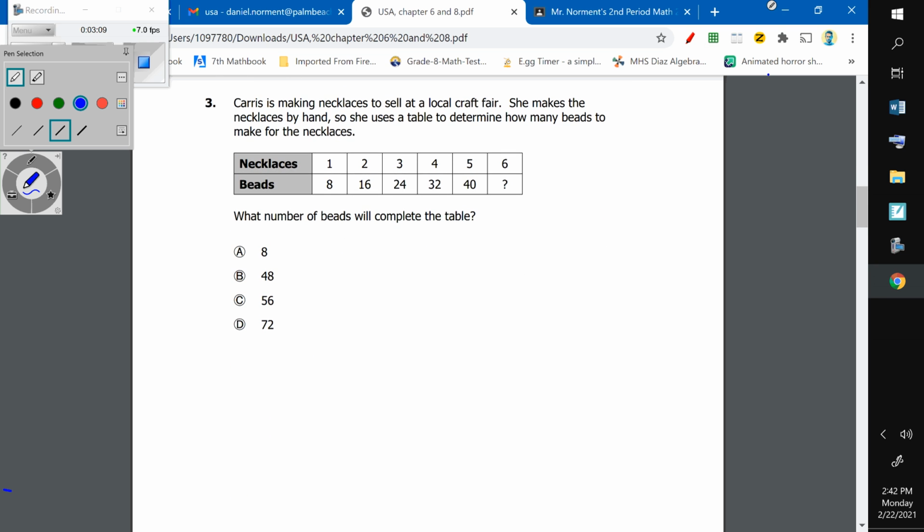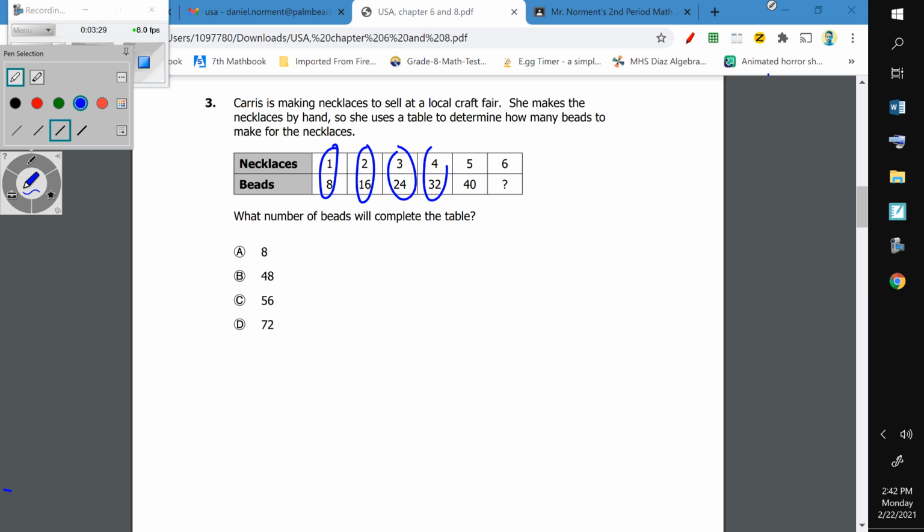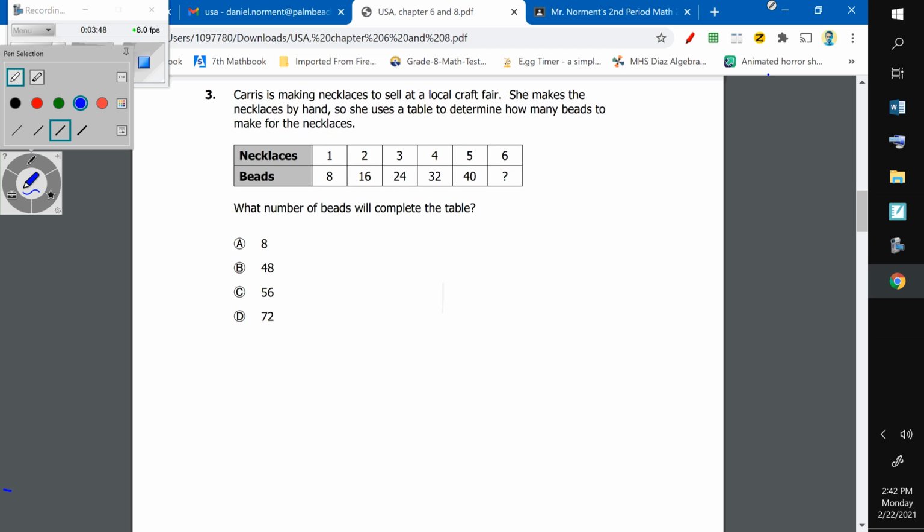Number 3. Karis is making necklaces to sell at a local craft fair. She makes the necklaces by hand, so she uses a table to determine how many beads to make for the necklaces. So, based on this table, every necklace requires 8 beads. Look, 2 times 8, 3 times 8, 4 times 8. So the question is, what number of beads will go right here to complete the table? 8, 48, 56, or 72? All of you should be able to get this one right. Take your time, and then go on to the next one.